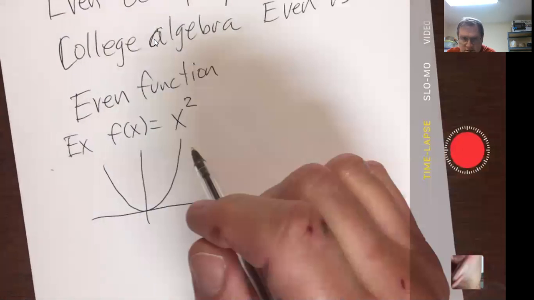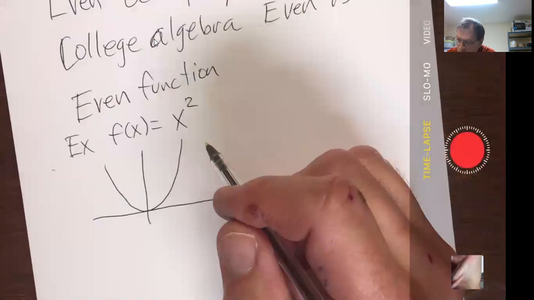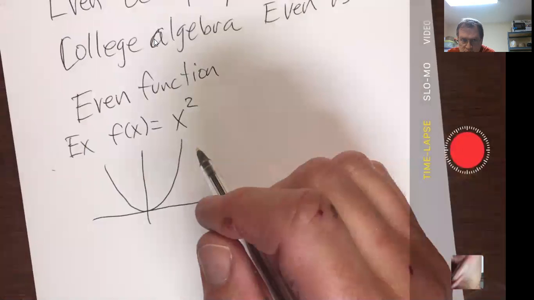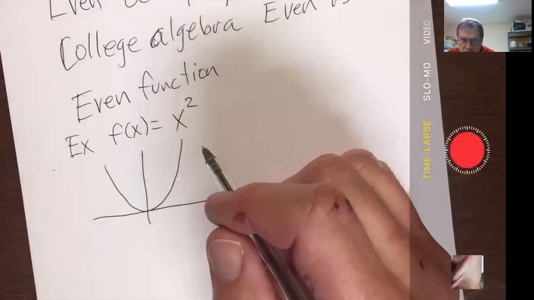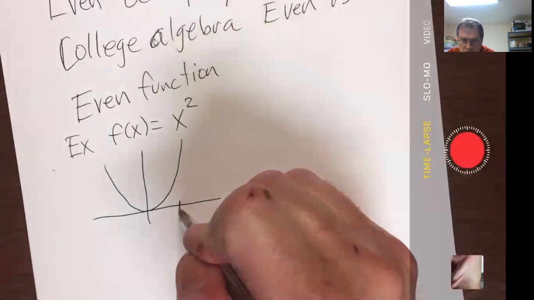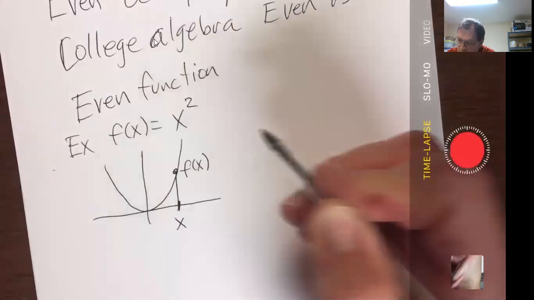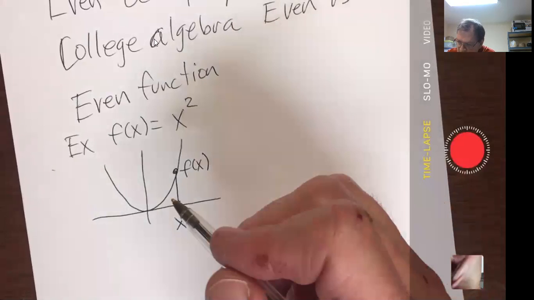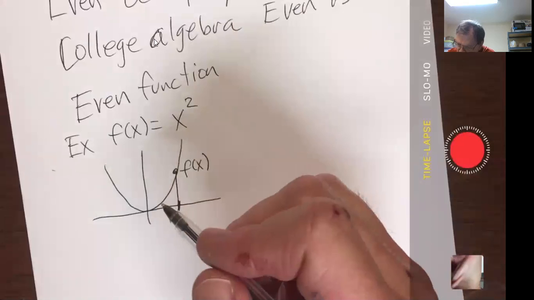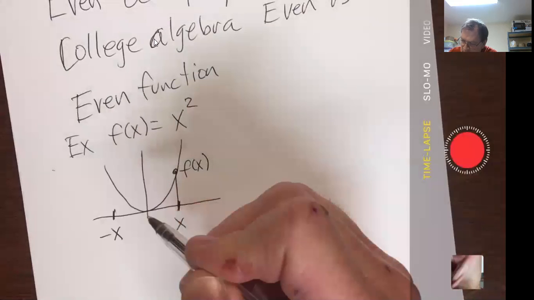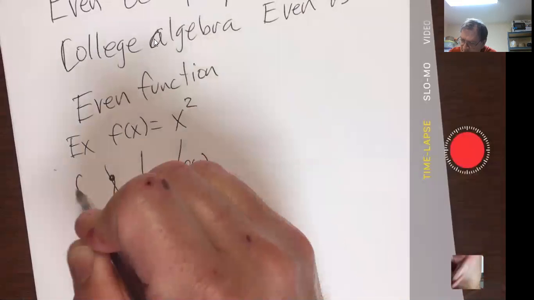Okay, it means if I come over here with an x, and I go up in f of x, all right, well then I come over here with a minus x, same distance, and I go up and I have f of minus x, its vertical distance. f of x is even if f of x equals f of minus x.